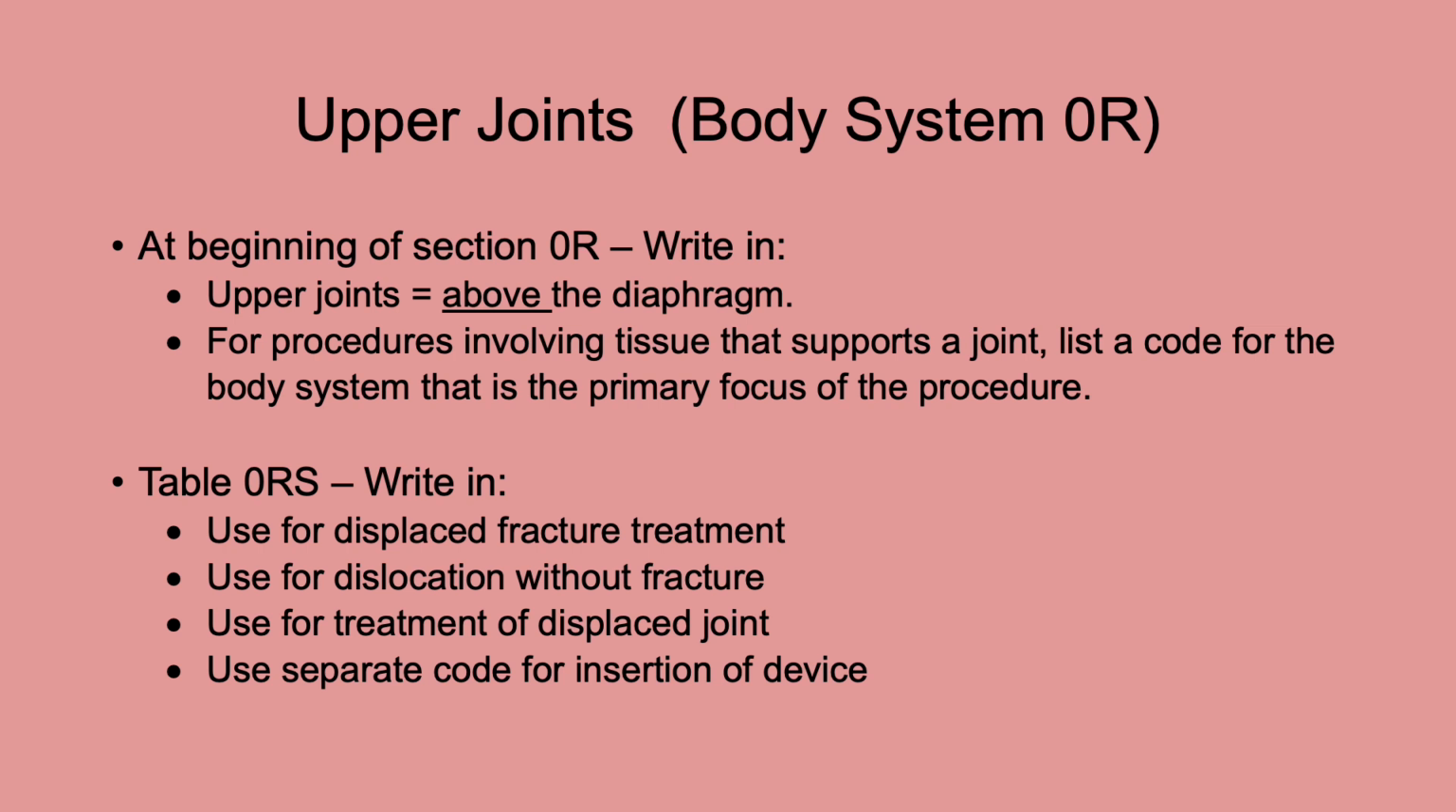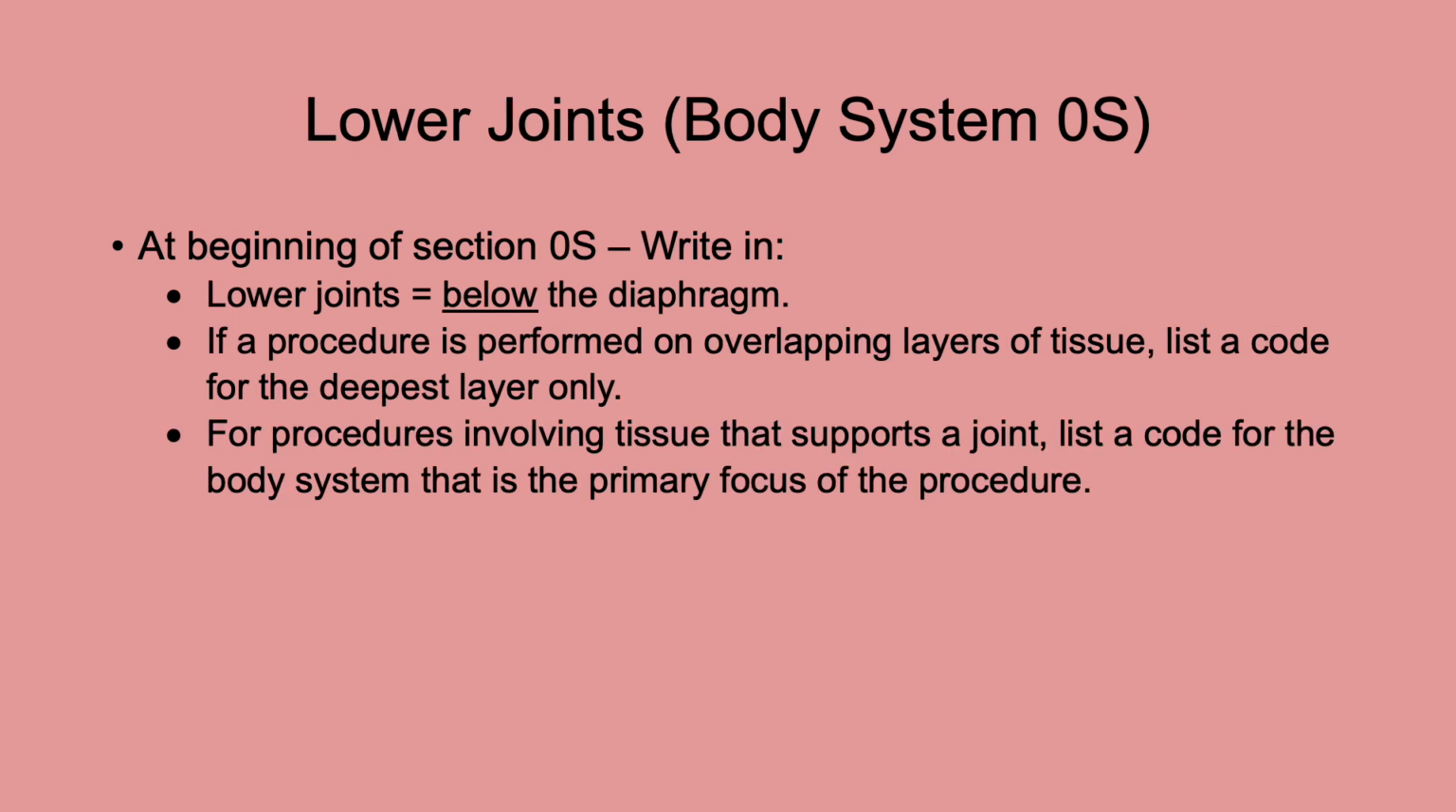So let's look at upper joints, body system 0R. At beginning of section 0R, write in upper joints are above the diaphragm, and then the note again about tissue that supports a joint. Primary focus. Also in table 0RS, write in used for displaced fracture treatment, dislocation without fracture, treatment of displaced joint, separate code for insertion of device. So as I said, a lot of this is repetitive, but you want to have it right there at that section. You don't want to have to look it up in the guidelines to find out what was that. You want to have it right there for you, ready to go.